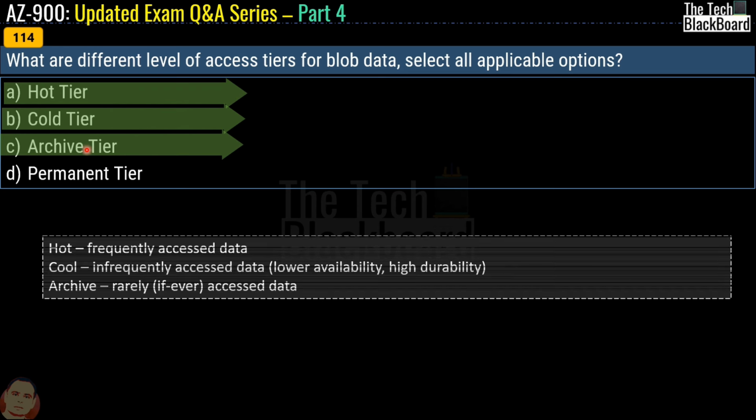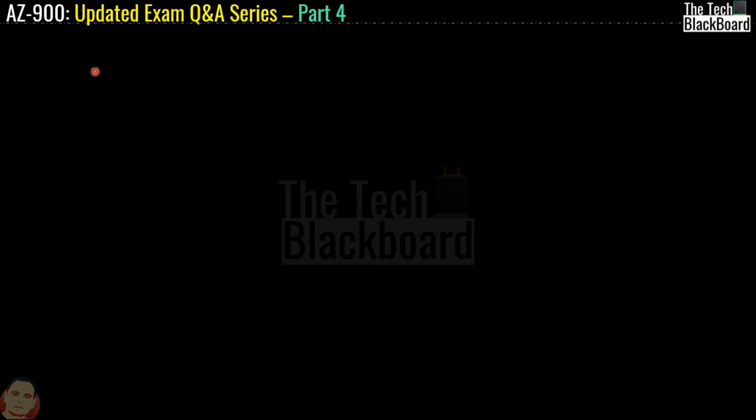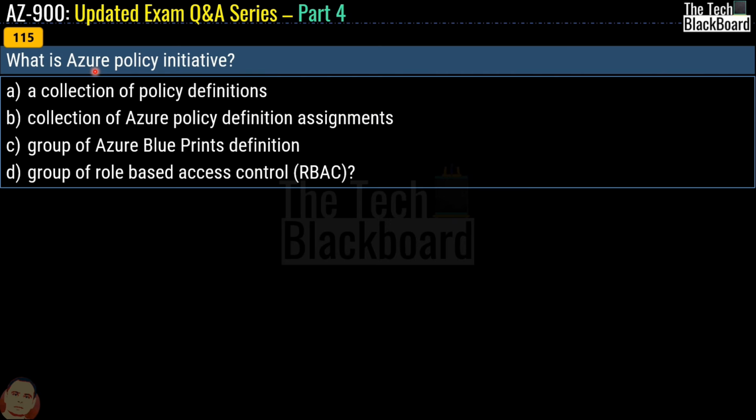A little bit more explanation on each of these. So you use hot tier in case of frequently accessed data. On the other hand, the cold tier is used when you have infrequently accessed data or lower availability and higher durability. And then the archive tier is used when you access that data very rarely. And with that quick information on access tiers, let's move to question number 115.